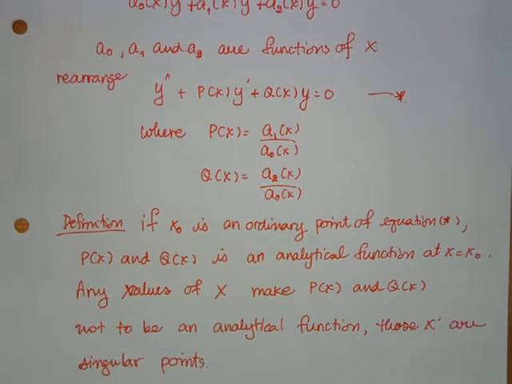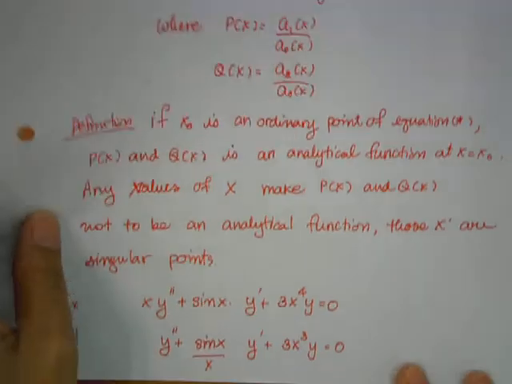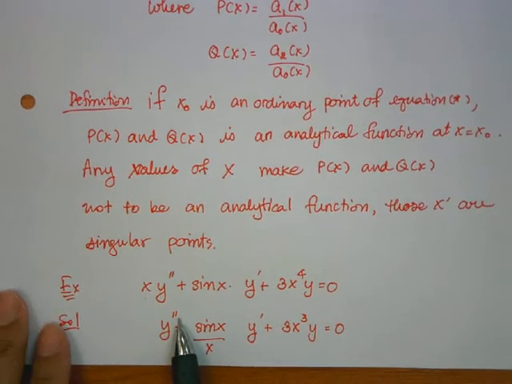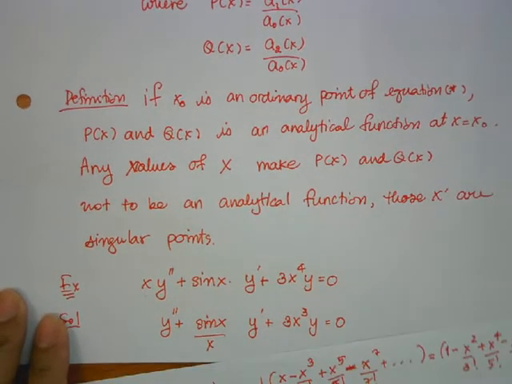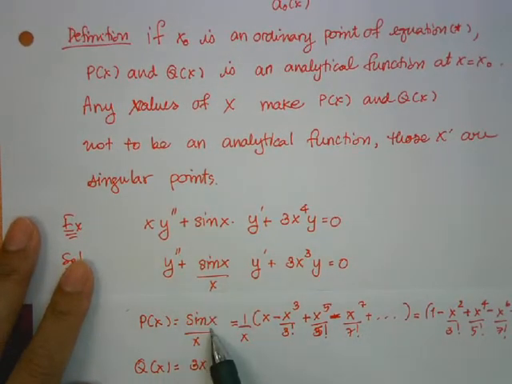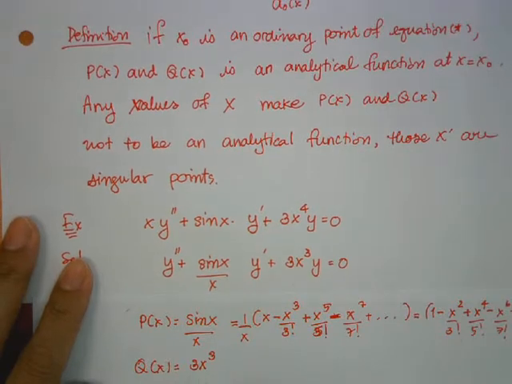Now, let's take a look at an example. We have a differential equation like this, and we want to find the singular points and the ordinary points. The way we do it is to make the coefficient in front of the second derivative of y become 1. So we would get p(x) equal to psi(x) divided by x, and q(x) equal to 3 times x to the power 3.